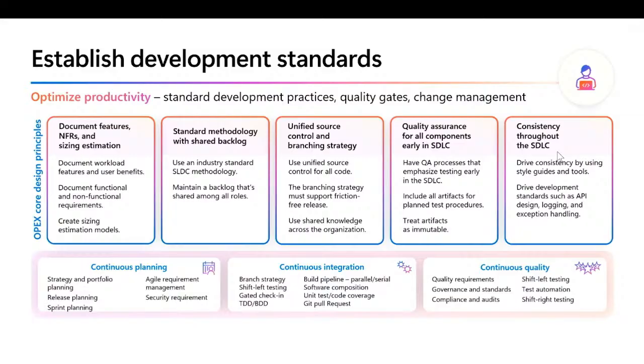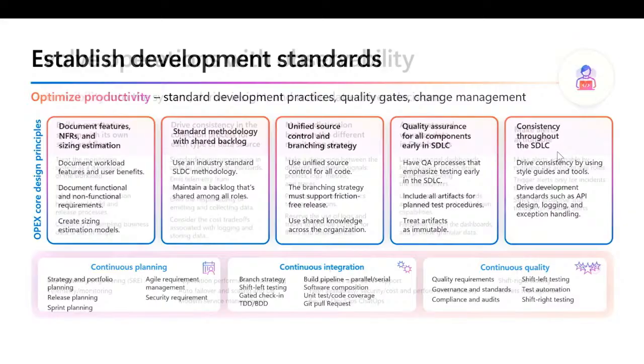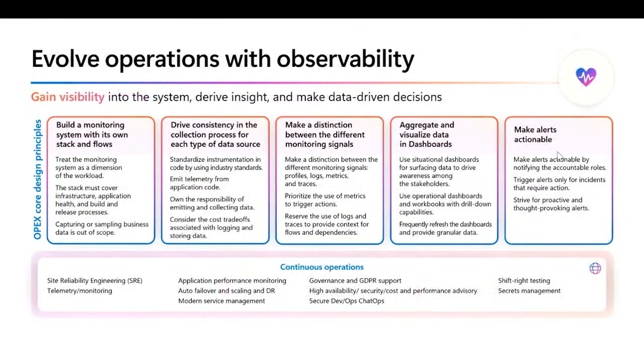With continuous quality, it involves meeting quality requirements, adhering to governance and standards, ensuring compliance and audits, and implementing both shift-left and shift-right testing. By establishing these development standards, you can create a robust and efficient development environment that supports your goals and drives continuous improvements.